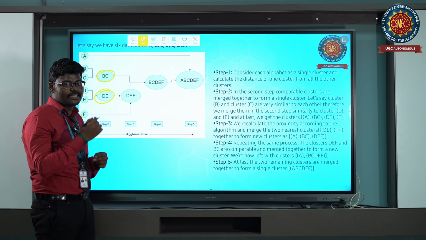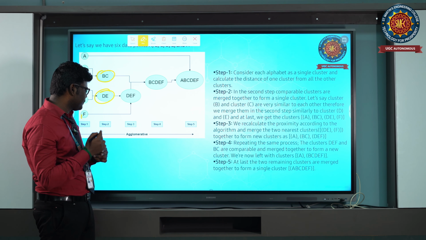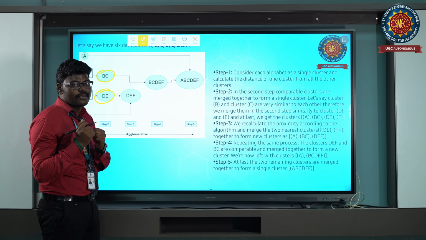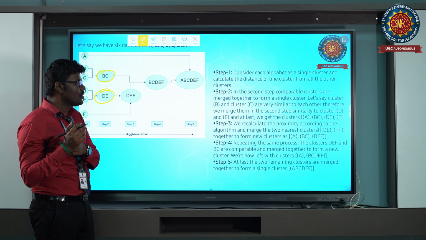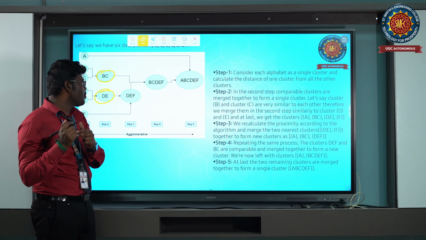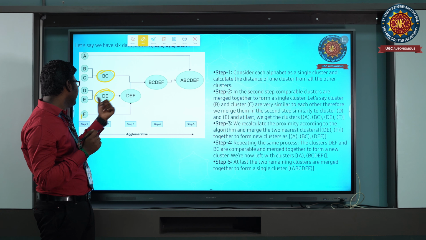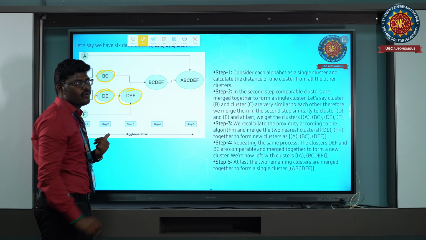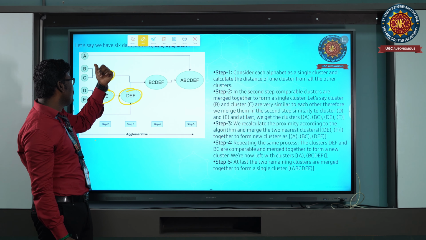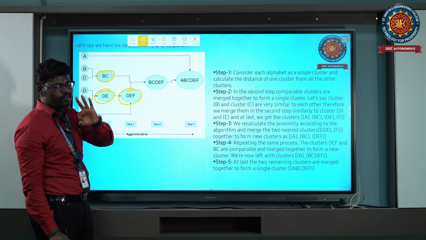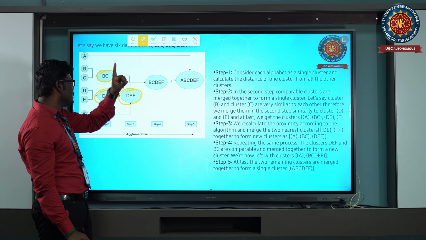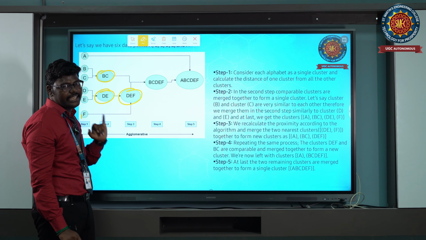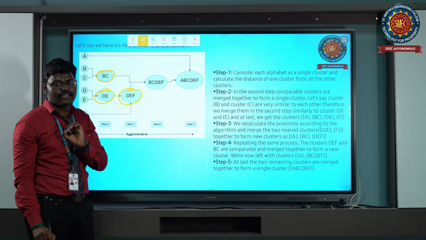The third step, we find which are closest together. DE and F are the closest, so we merge DEF as one group. Now the available clusters are A, BC and DEF. Now we have only 3 clusters.